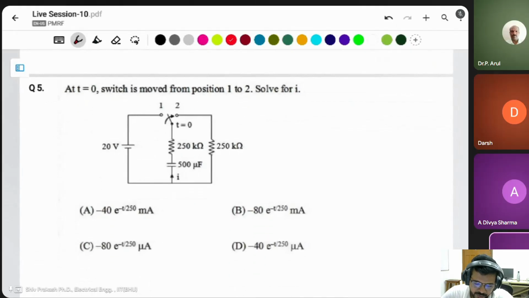And next question. At t equal to 0, switch is moved from position 1 to 2. Solve for I.